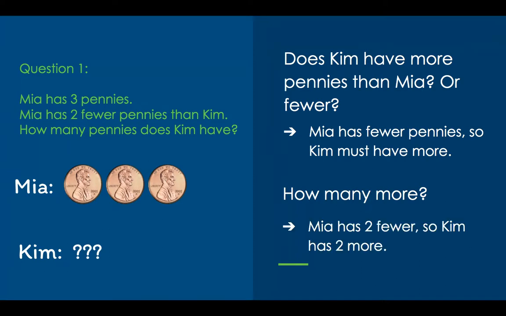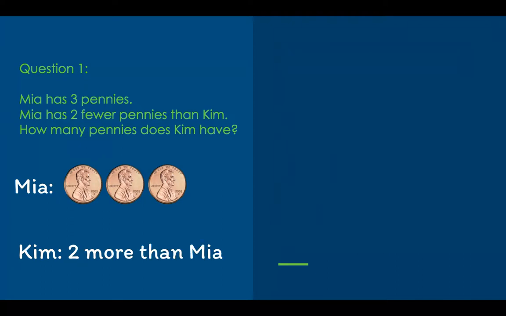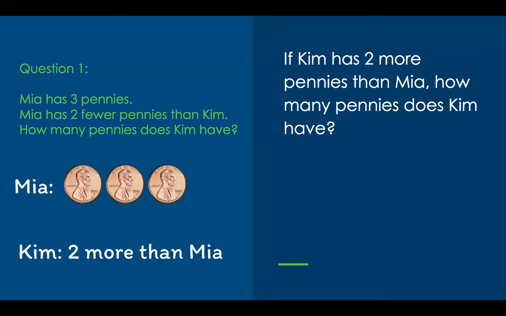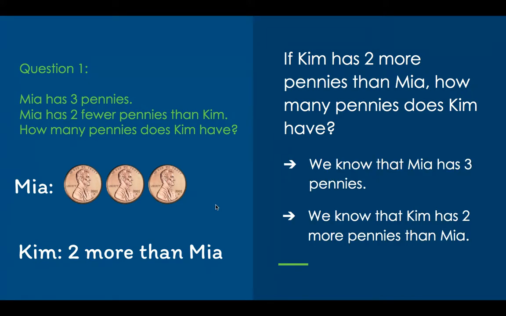Mia has 2 fewer pennies than Kim. So Kim has 2 more pennies than Mia. If Kim has 2 more pennies than Mia, how many pennies does Kim have? Now this problem starts to make a little bit more sense. We know Mia has 3 pennies, and now we know that Kim has 2 more pennies than Mia. So we can use that information to solve the problem.